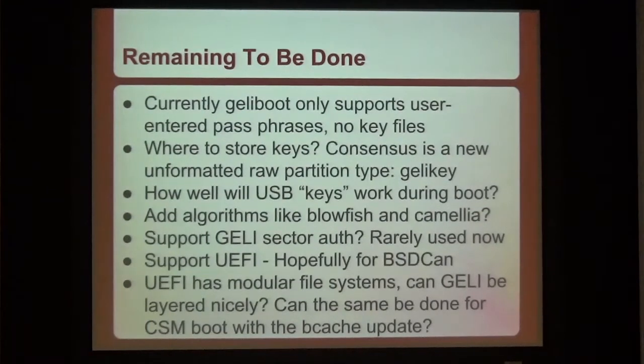I don't know if it's worth trying to support some of the other algorithms that GELI supports, like Blowfish and Camellia. I think most people are on AES-XTS at this point because AES-NI means it gives much better performance than anything else. Support for GELI sector authentication, where basically you use a couple extra bytes to check that the sector hasn't been modified. But Poul-Henning says he wished he had never even added that, and that you should just use ZFS instead. So probably not worth the effort.